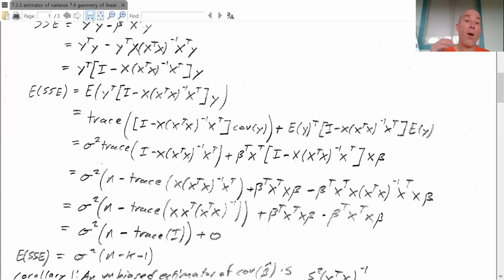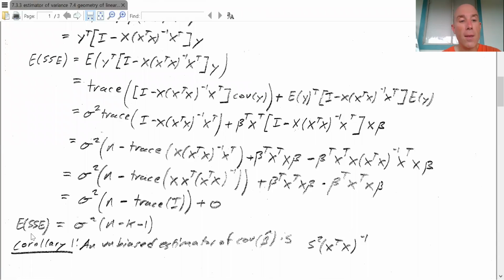All right, so now all of this business tells us that the expected value of the sum of squares error is the variance from our assumptions times N minus K minus 1. Okay, well, how did we get here?